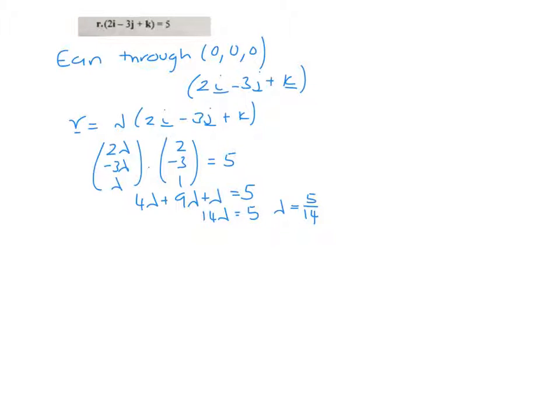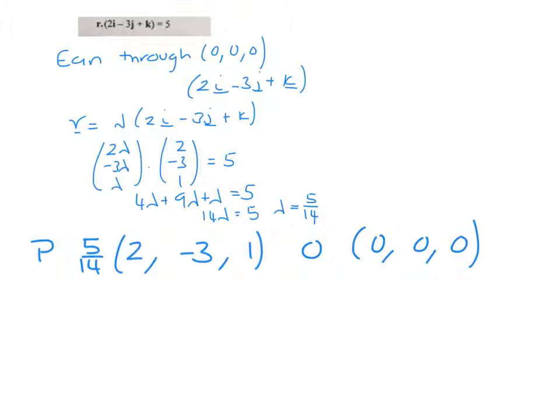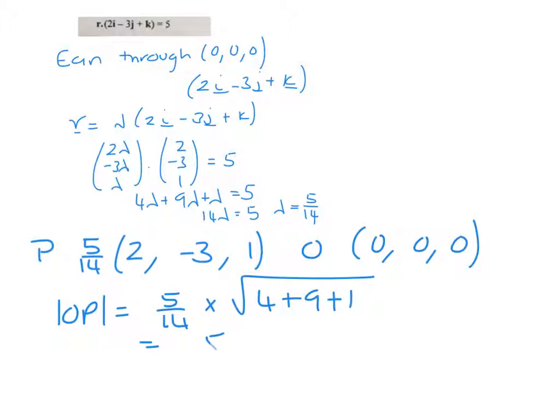So we now have to find the point on the plane. We know that lambda is 5/14, so the coordinate of the point on the plane, and I'm going to call it P, will be 5/14 of the x, which is 2, the y, which is minus 3, and the z, which is 1, which I have got from this formula here. We have the origin, which is at 0, 0, 0, and now we want to find the distance OP. So that will be 5/14 times the square root of 4 plus 9 plus 1. So that's 5√14 over 14.